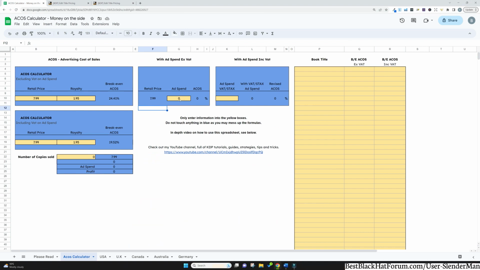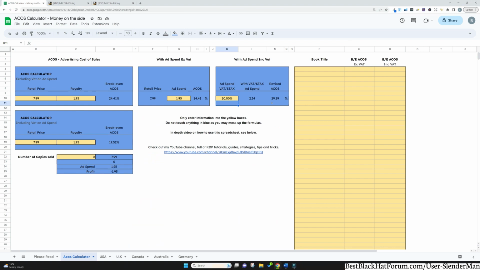if we didn't pay any tax. Obviously, if we didn't pay any tax, we would spend $1.95 on ads to make one sale, and then we would see our break-even ACOS. However, if we do pay tax, we can work out what we would need to pay roughly in order to break even. Let's assume that we had to pay 20% tax on our ads. So I will put 20 in the yellow box, and you can see that our ACOS has now jumped up to 29.29%. And that is because the 20% tax has been added on top.